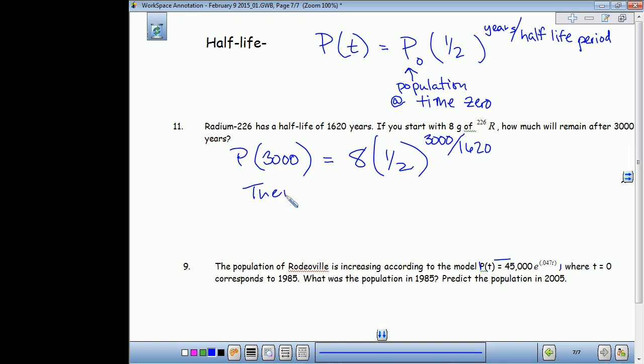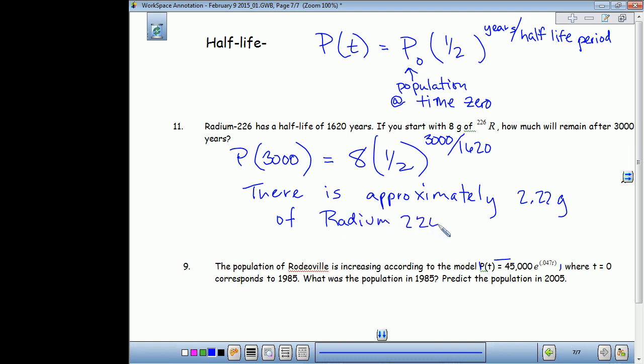So, there is approximately 2.22 grams of radium-226 remaining after 3,000 years. These are logarithms. We are going to use logarithms to solve, but what we're going to have later on is, how many years? That's what we're solving for later.